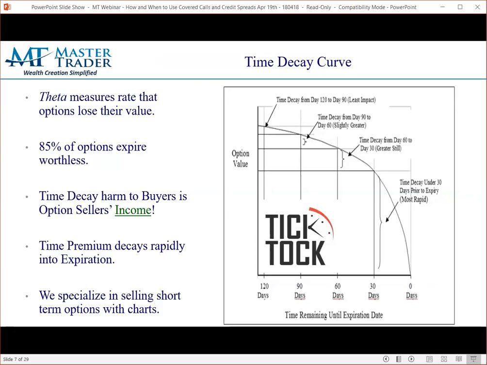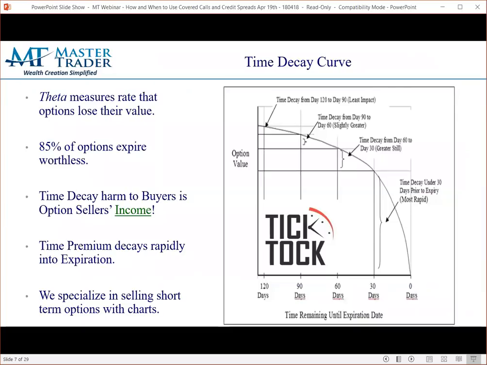85% of people who buy options, calls, or puts, they expire worthless. So we like to be the house, so to speak, like the house in referring to the casino. We want to be the house where we're winning 85% of the time. So the time decay to the call buyer hurts them. But that harm, decay to the buyer, is our income. I'll show you that.